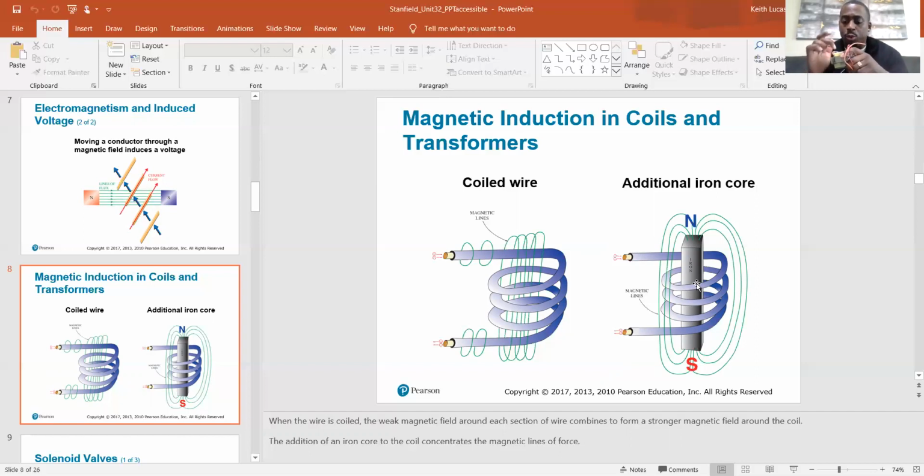The one with more turns has a stronger magnetic field than the one with fewer turns, meaning less wire coiled around that core. The one that has more turns on the coil is the primary, and it has a higher voltage than the secondary because the secondary has fewer turns on the coil.